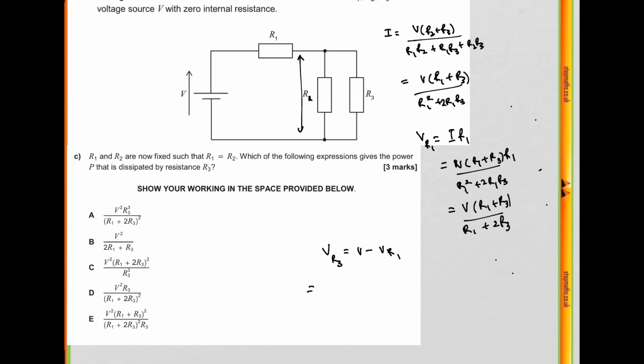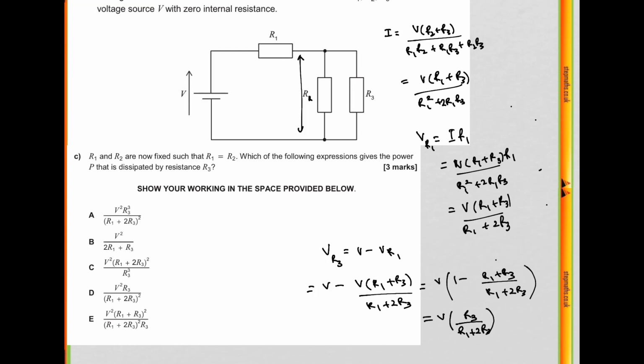So this is equal to V minus V into (R1 + R3) divided by (R1 + 2R3). So we factor out the V, this is just 1 minus (R1 + R3) divided by (R1 + 2R3). Put everything under common denominators, we get R1 plus 2R3 here, minus R1 minus R3, so it's just going to leave us with R3. So it's going to be R3 over (R1 + 2R3). Okay, so this is the voltage across this resistor here.